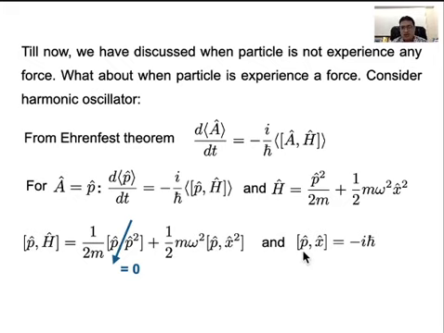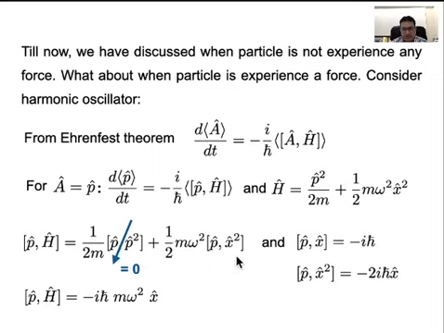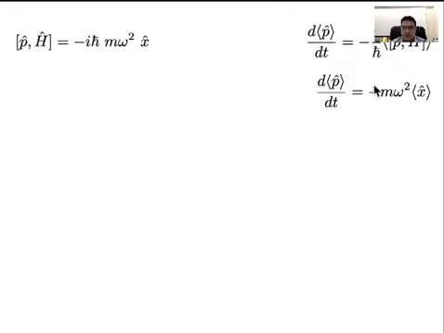What we have seen, x with p was i h cross, so here it is minus i h cross, and when you take this one you will get 2 i h cross. So after substituting this value, this 2 and this 2 will cancel out. So what I got is minus i h cross m omega square and the operator x here. This is from the definition of the Ehrenfest theorem. If I substitute this value here, then this prefactor will cancel out, and what I got is minus m omega square times the expectation value of x.